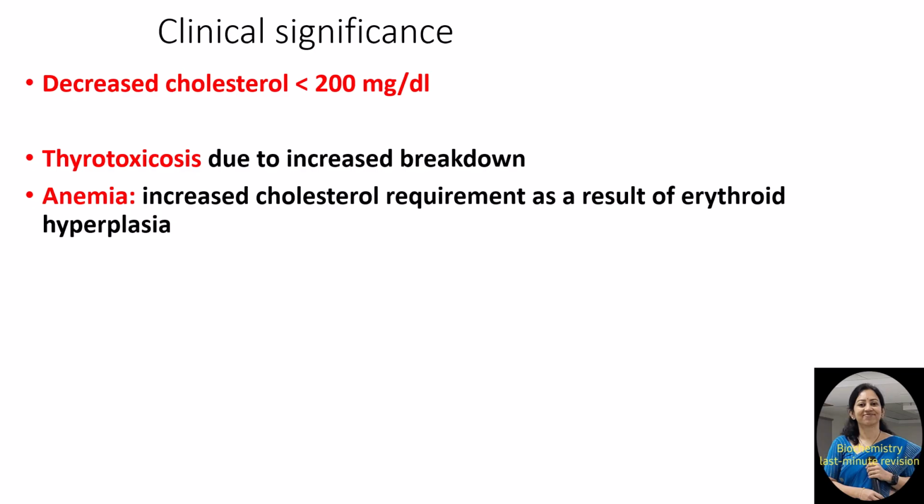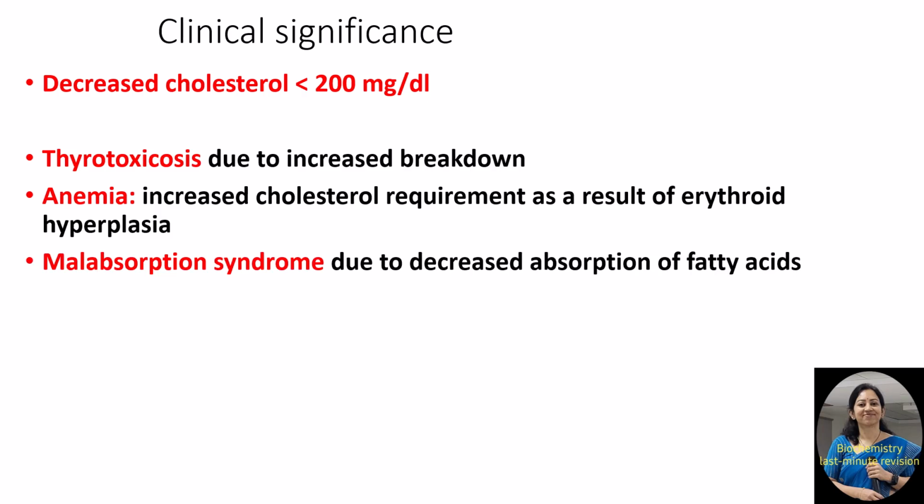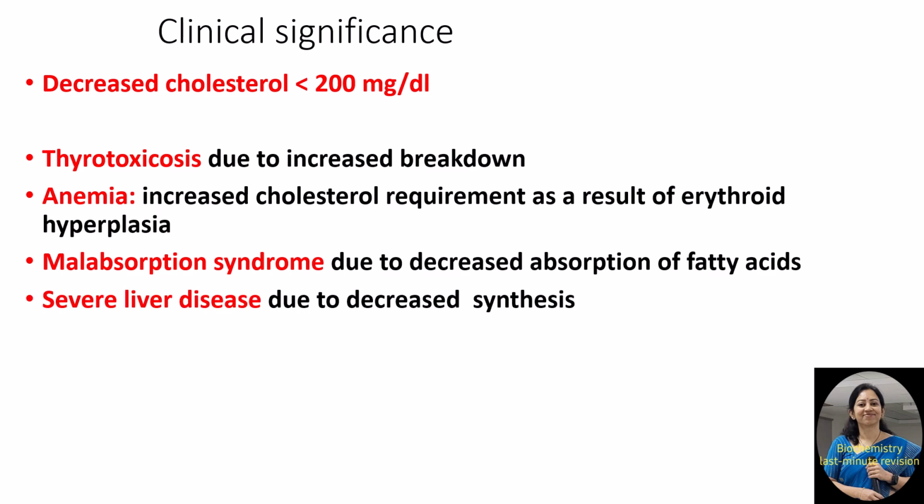Anemia is a condition where the hemoglobin is low with a decreased oxygen carrying capacity. As a compensatory mechanism, there occurs erythroid hyperplasia, and this increases cholesterol utilization. Malabsorption, what happens? Most of the biomolecules are not absorbed, and along with the other biomolecules, there is decreased absorption of fatty acids. So there is decreased synthesis of lipids and cholesterol.